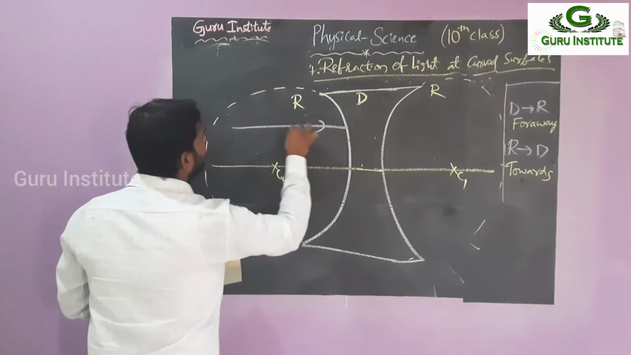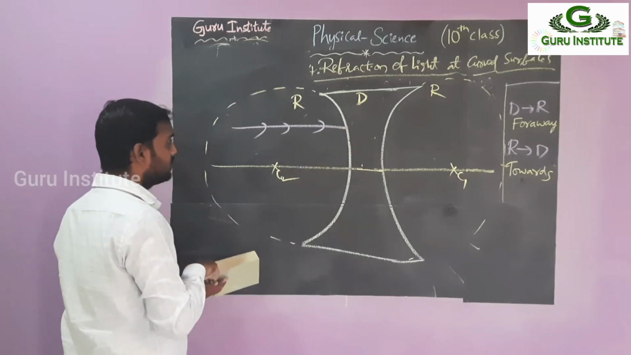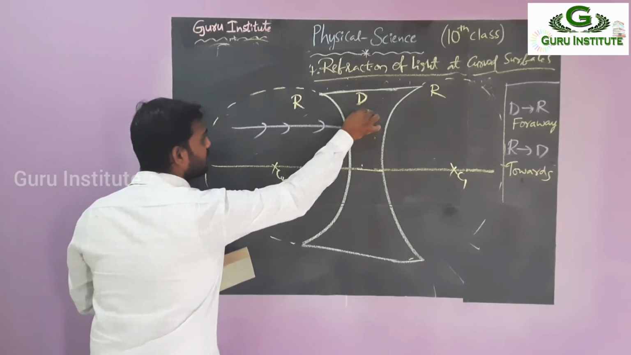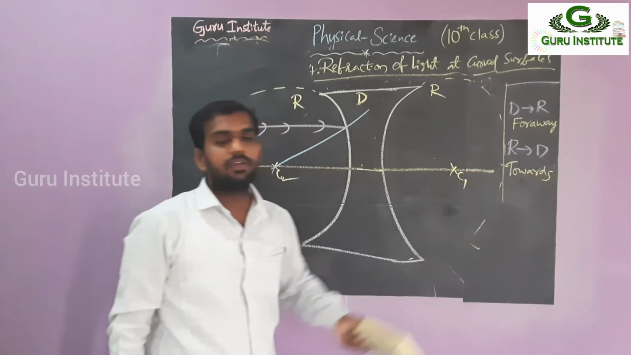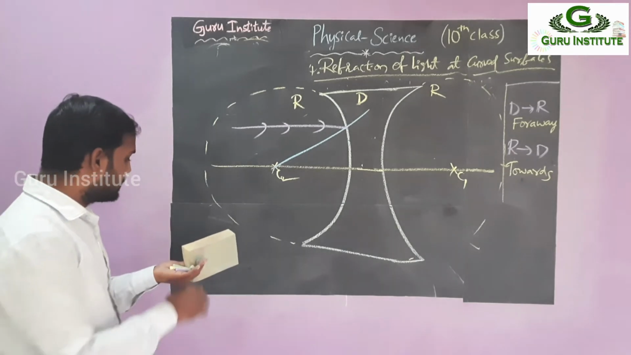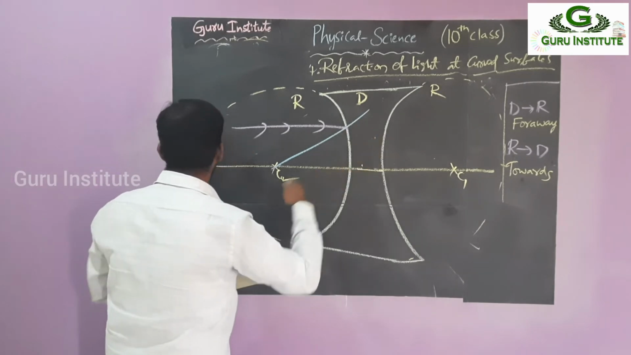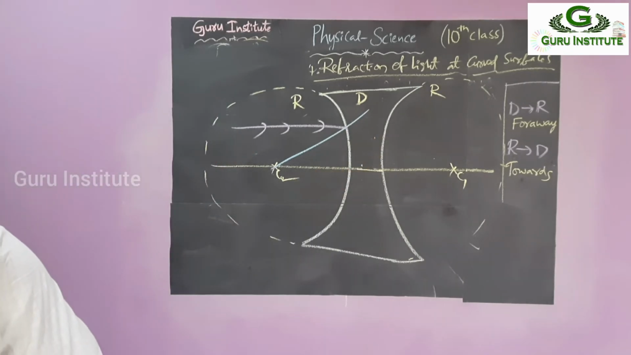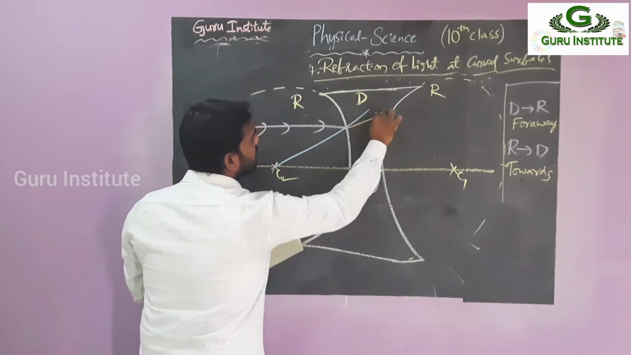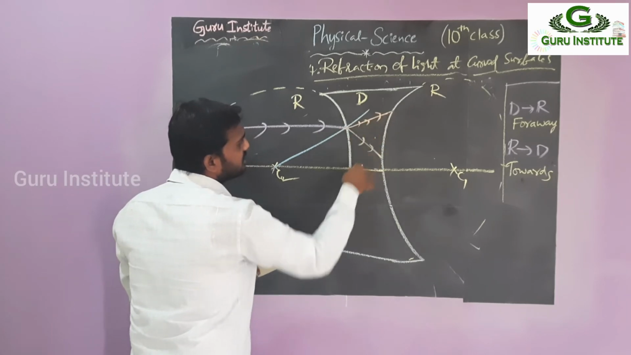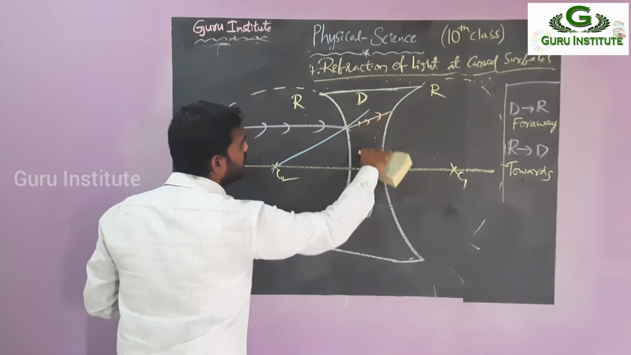So again I am taking the parallel ray. We have to draw the normal, right? C and this one, this is the normal. Rarer to denser. Again rarer to denser. What is the rule? Towards the normal. Where is the towards-normal case? Just see and tell me. This one is correct, the first one is correct, the second one is correct. Which is nearer to the normal? The first one. So this is wrong.